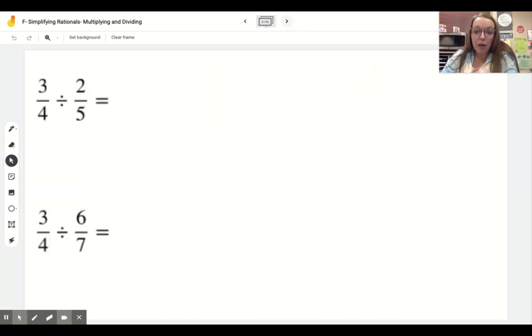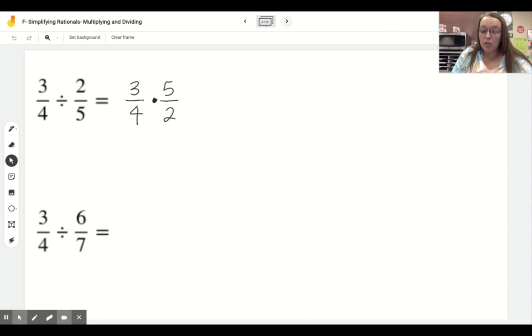Let's do division now. Division is very similar to multiplication. There's just one more step. One saying that's worked for a lot of people has been keep, change, flip. So you're going to keep the first fraction the same. You're going to change the division to a multiplication, and you're going to flip the second fraction. And now it's become a multiplication problem.